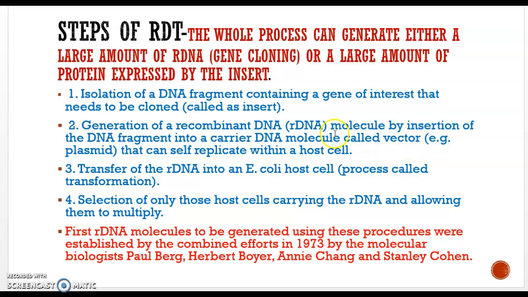We can use different types of vectors like plasmids, phages, cosmids, BAC, YAC, and plant and animal viral vectors, which can replicate themselves within a host cell. After digestion with the same restriction enzyme, we can generate complementary sequences. Then both are ligated with the help of DNA ligase, and finally our DNA is transferred into an E. coli host cell by the process of transformation. Here we select only those host cells carrying the rDNA and allow them to multiply.